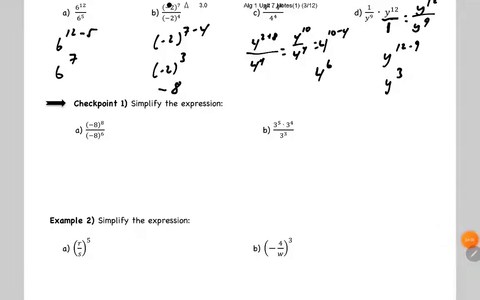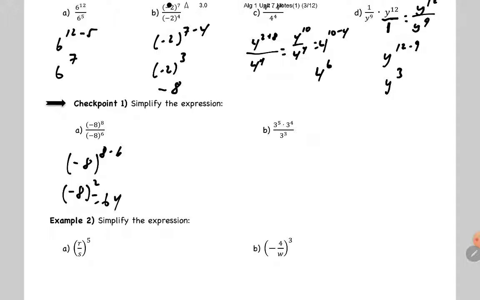Alright, next example here. So this is negative 8 to the 8 minus 6. So this is negative 8 squared, which is positive 64, because negative 8 times negative 8, two negatives being multiplied, becomes positive.